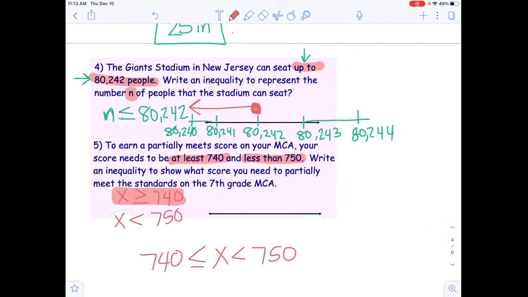Now, I'm going to plot these numbers on my number line. So I have 740, 750, we'll do 760, and 730. We know the circle above 740 is closed because it's less than or equal to, greater than or equal to. The equal to means it's closed. And the circle above the 750 is open because it can't be equal to 750. It has to be less than that. So thinking about what answer would work here, it has to be in the middle. So let's say I get a score of 745. Well, that's bigger than 740 and less than 750. So we know our line is going to connect those circles.